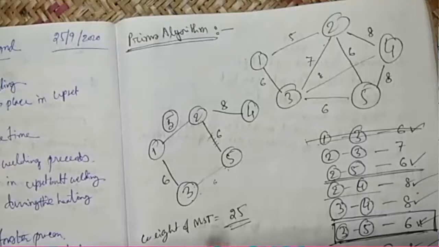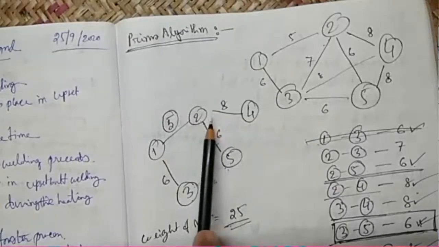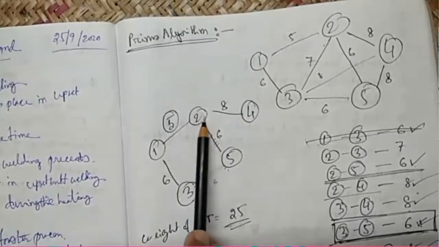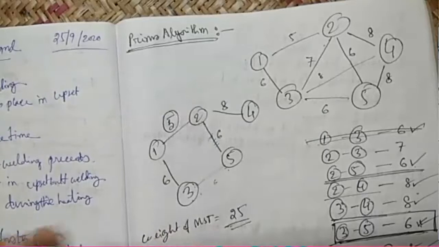Okay, so now we are assuming we are deleting that 2 4. So the spanning tree divides into two portions. One portion contains 3 1 2 5, the other portion contains only 4. Is it clear up to this point? Give me a response.